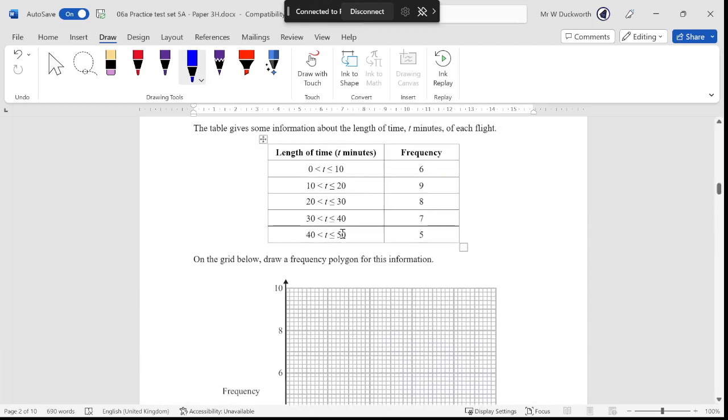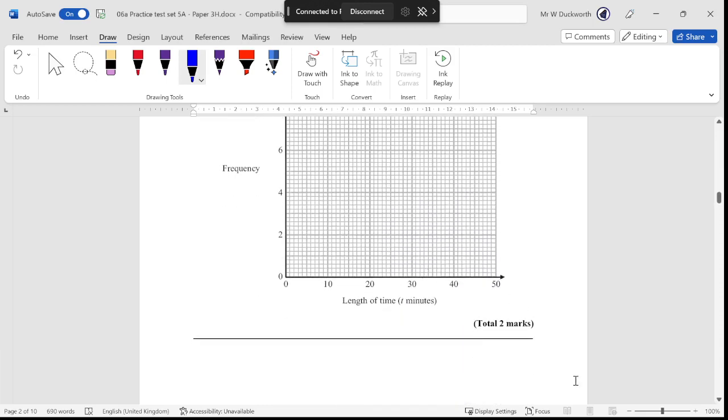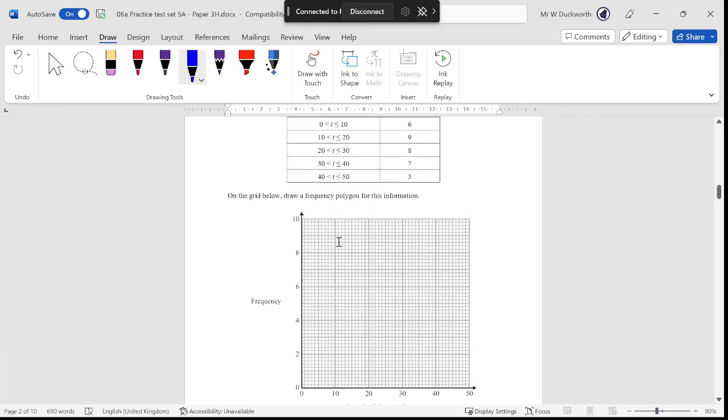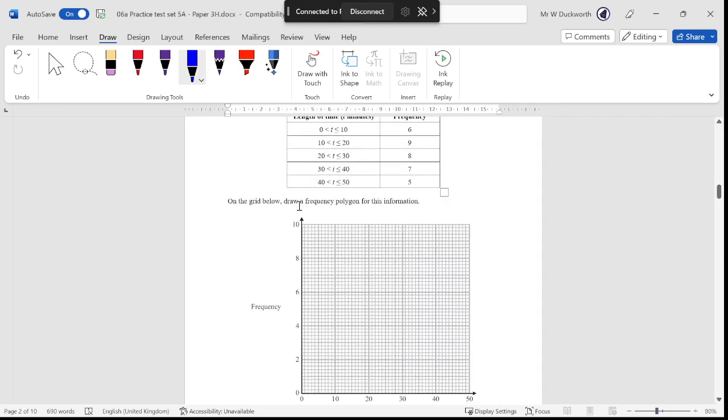For the frequency polygon, generally speaking, the biggest misconception is getting it confused with a cumulative frequency graph, where you plot at the endpoints. For a frequency polygon, you plot them at the midpoints. So my first coordinate should have been at 5, 6. Second coordinate at 15, 9. Third coordinate at 25, 8. 35, 7. And then finally 45, 5.